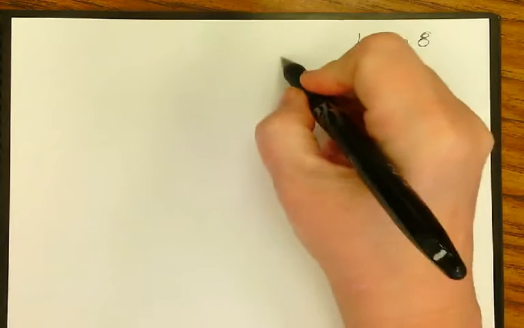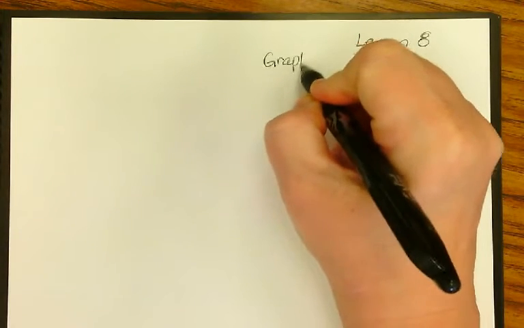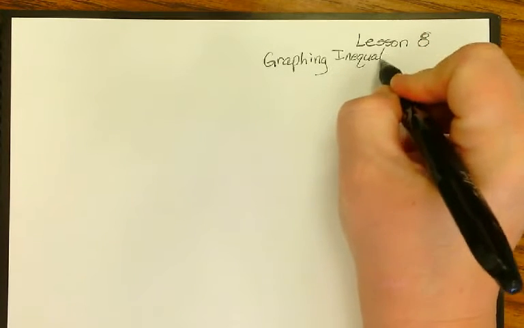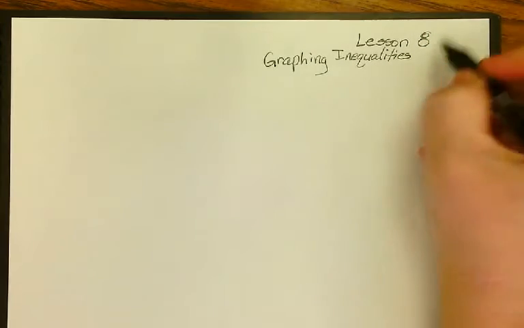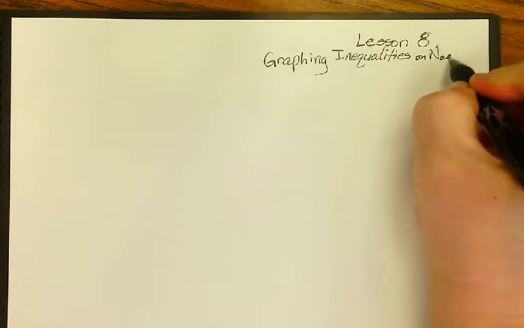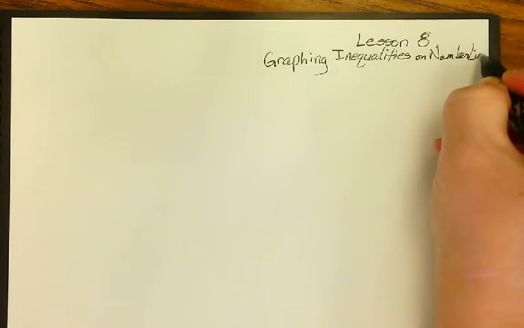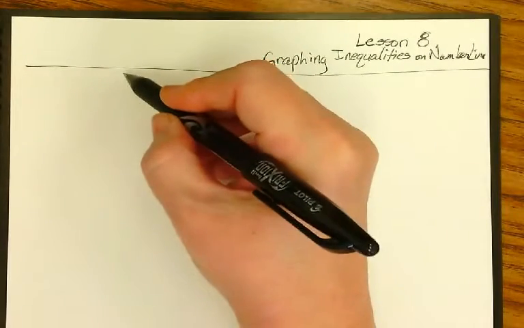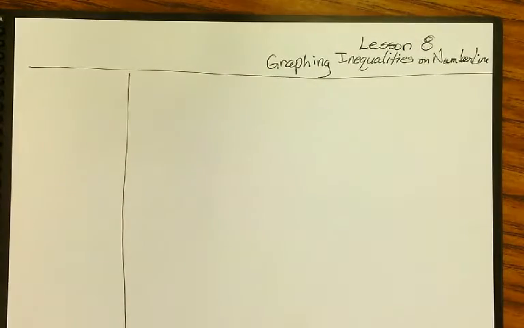And this is graphing inequalities on the number line. Okay? Put our line, and then our line, and then our things to remember line at the bottom. So here's what we've got. Graphing inequalities. Now we've been graphing equalities.